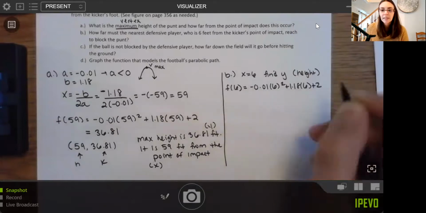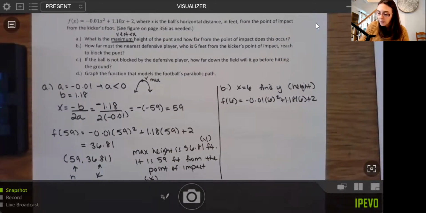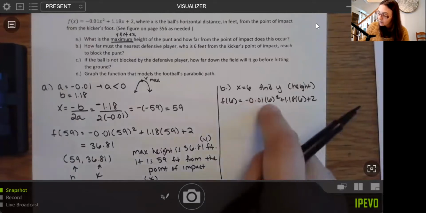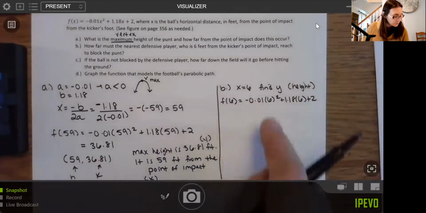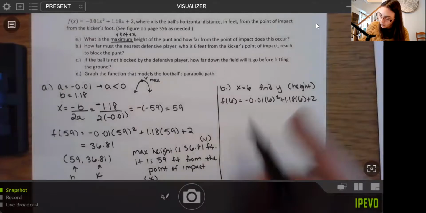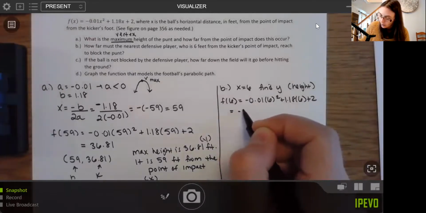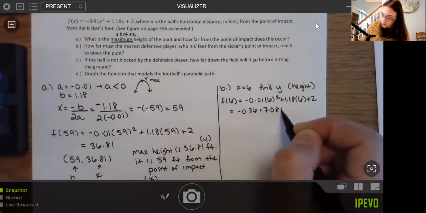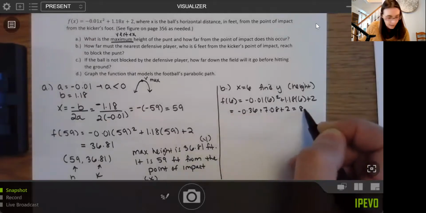Okay, so I'm just going to replace x with 6 in that formula that I'm given, right? So we already have the model that was already created for us. And then we're going to go ahead and just simplify. So you want to do the 6 squared first, then multiply it out. And once you do all that, you're going to get negative 0.36 plus 7.08 plus 2, and you end up with 8.72.